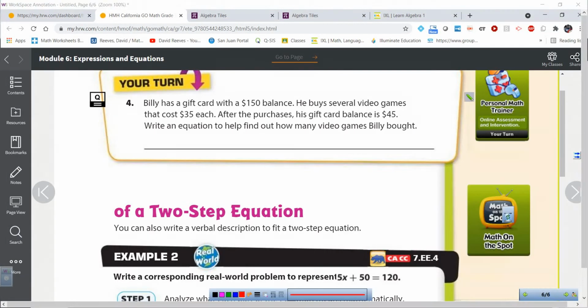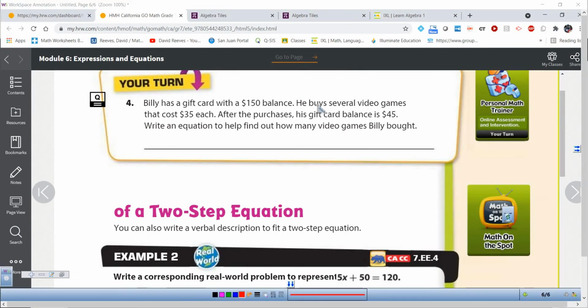Here we go. It says Billy has a gift card with a $150 balance. He buys several video games that cost $35 each. After the purchases, his gift card balance is $45. Write an equation to find out how many video games Billy bought.